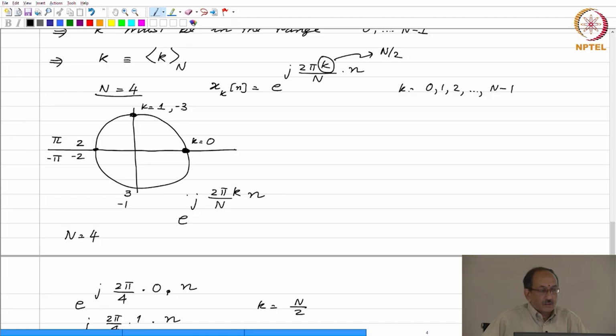all right. And these are what are called a set of harmonic sinusoids. These sinusoids are a set of sinusoids that are harmonically related, and when cap N is even, when k hits N by 2, you will reach the highest frequency, namely pi.